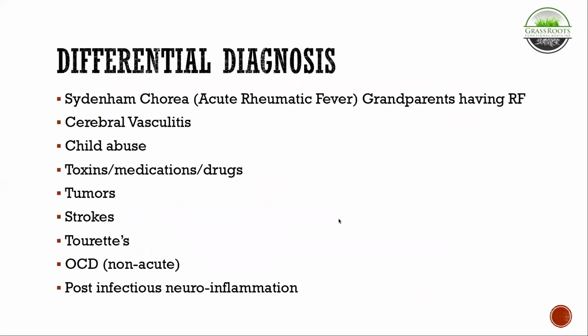So here are some of those differential diagnoses. Sydenham chorea, this is where PANS and PANDAS actually came from, researching Sydenham chorea, vasculitis, child abuse, toxins, medications, drugs, tumor, strokes, Tourette's, OCD, and then post-infectious neuroinflammation. These are just a few of the things you need to be thinking about to make sure that these things aren't going on as opposed to PANS.